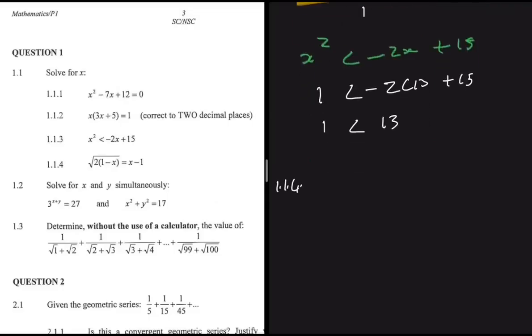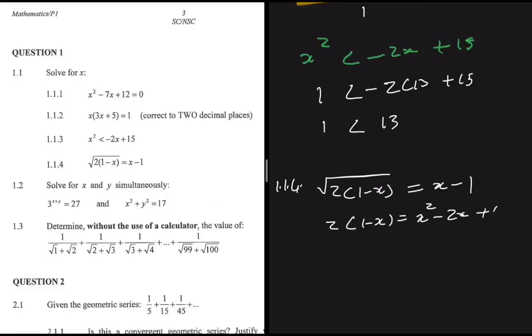And then 1.1.4, we have the square root of 2 multiplied by 1 minus x being equal to x minus 1. So it's easy to see here that we can square both sides to get rid of the square root, right? So we're going to get 2 multiplied by 1 minus x being equal to x squared minus 2x plus 1, right? So we squared here, and then on the left hand side we're going to get 2 minus 2x being equal to x squared minus 2x plus 1.